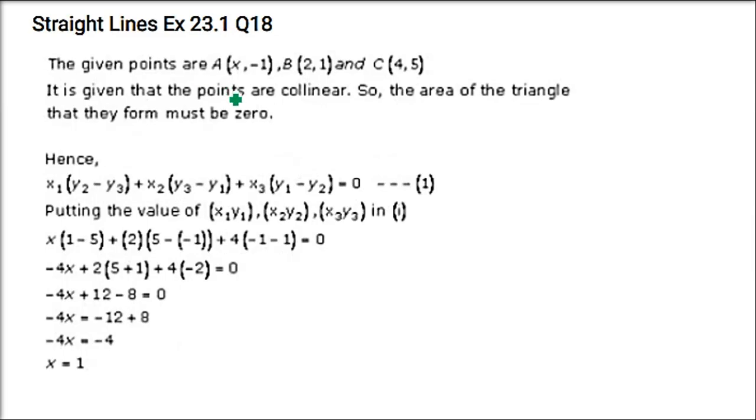Now you have question 18. This is also an NCERT question. Find the value of x for which the points (x, -1), (2, 1), and (4, 5) are collinear. And collinear means what? So the thing is, the slope of AB equals the slope of BC. Now this type of question we have already done. We have seen a solution of this.